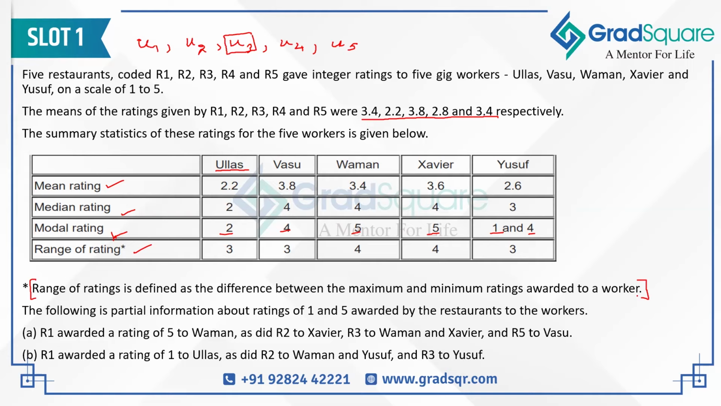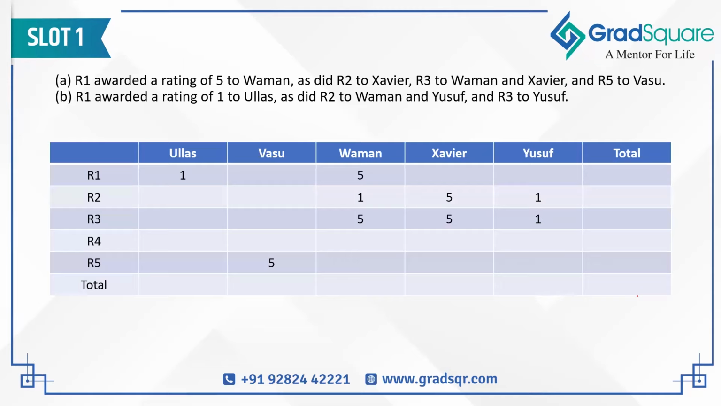If the range is 3, then either the worker's lowest rating is 2 and the maximum rating is 5, or the lowest rating is 1 and the maximum rating received by that worker is 4. That is what range means. Apart from that, partial information in statements A and B have been given. Now, if you understand this much from the set, then we can make a table and we can first make a note of the data given in statements A and B in the table itself.